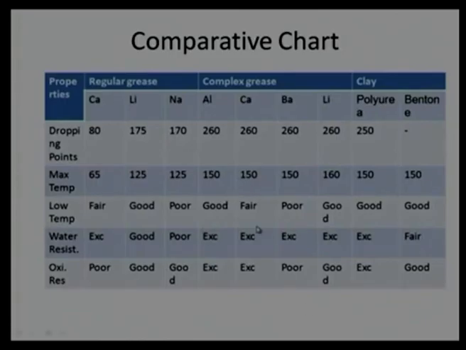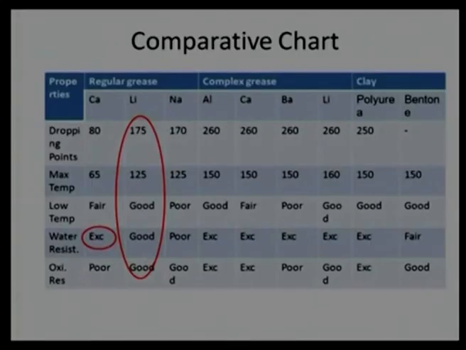And another important thing is that whenever we choose, first, if there is a water environment and the operating temperature is 50 to 60 degrees centigrade, we should choose calcium because it is economic, it is the least costly, or it is not as expensive as other greases. And if we have a doubt about the operating temperature, we are not sure, then we should choose the lithium based grease, because the lithium based grease is costlier, but it gives a good performance from every angle: maximum temperature, low temperature, water resistance, oxidation resistance, that way.